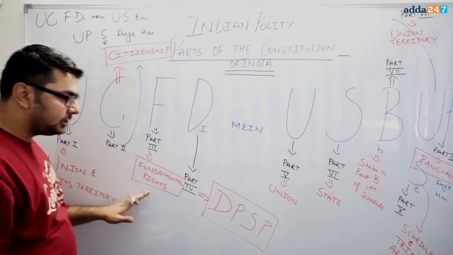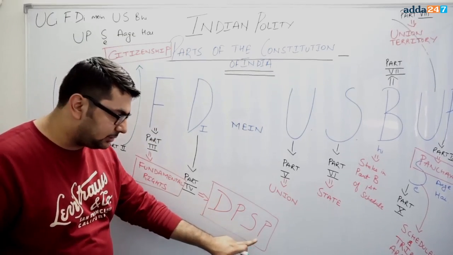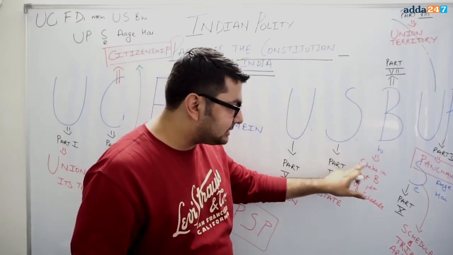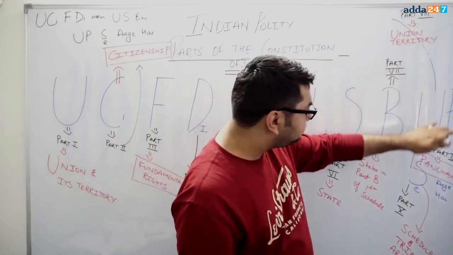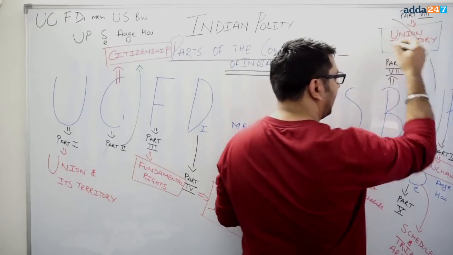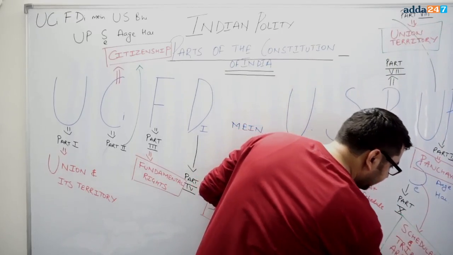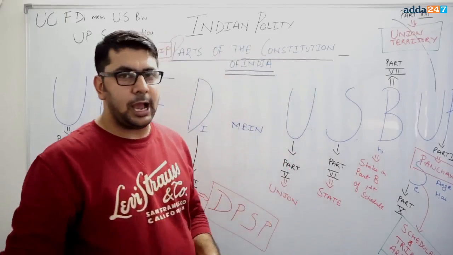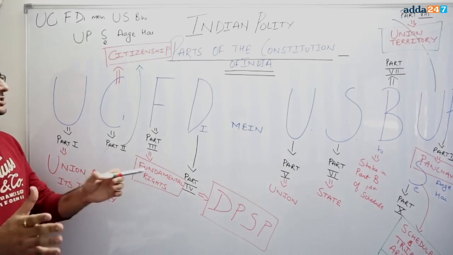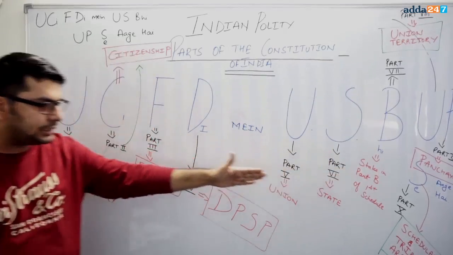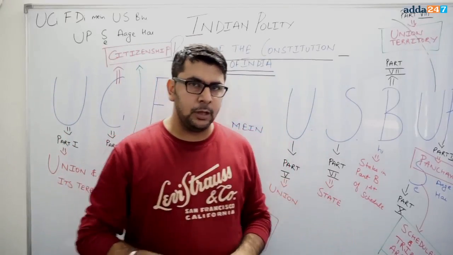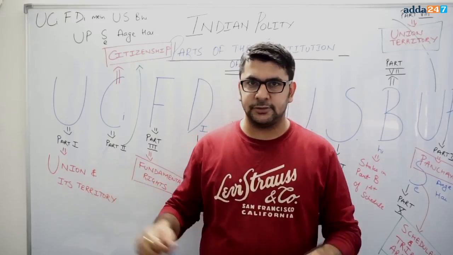Part 3, fundamental rights; Part 4, directive principles of state policy; Part 5, union; Part 6, state; Part 7, states in Part B of the first schedule; Part 8, union territory; Part 9, panchayats; and Part 10, scheduled and tribal areas. So with this punchline, FDI में US भी UP से आगे है, we will easily be able to learn the first 10 parts. Now, there are two exceptions in this.